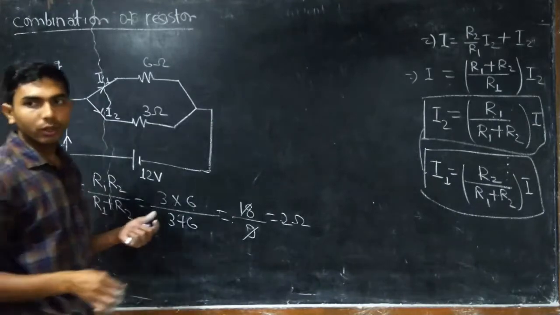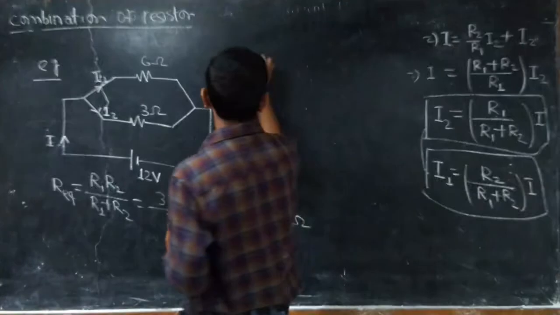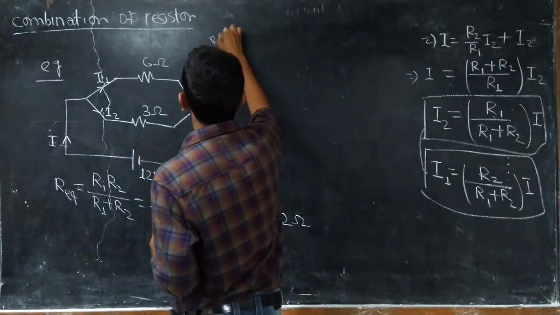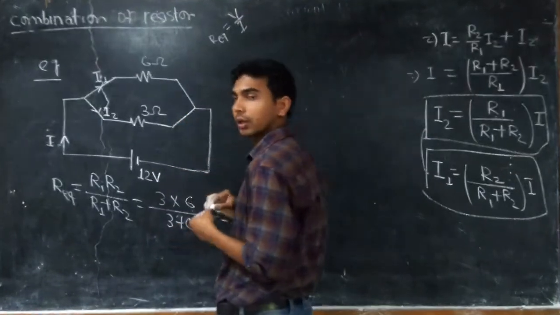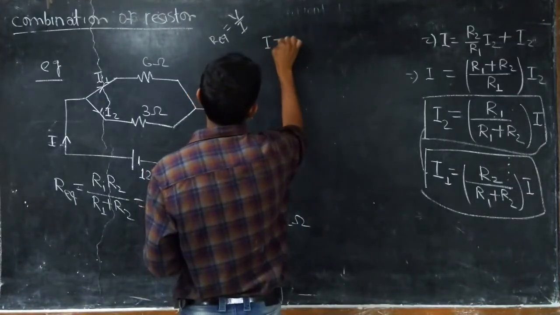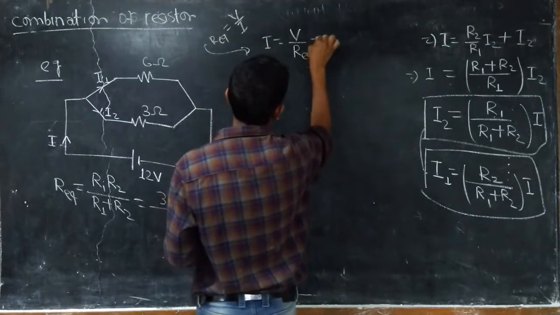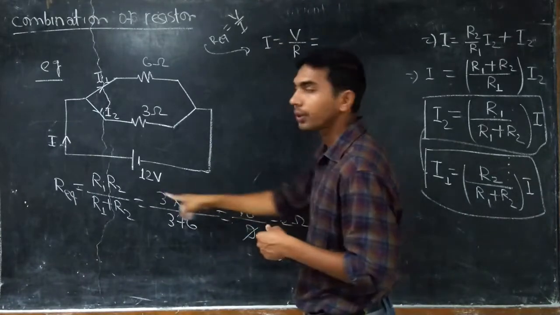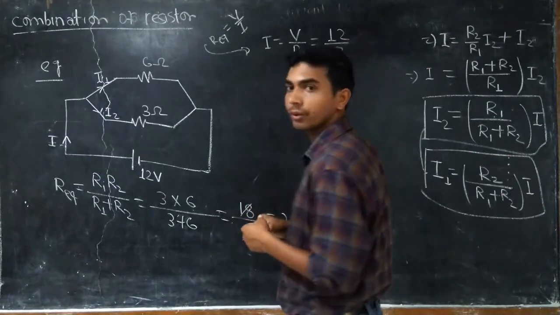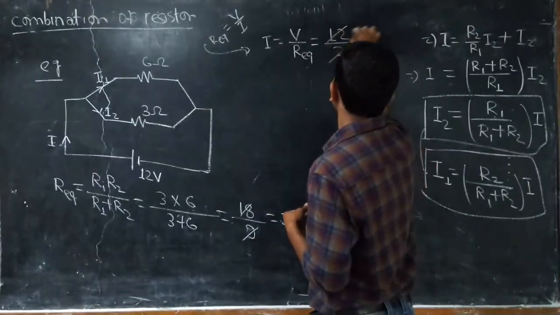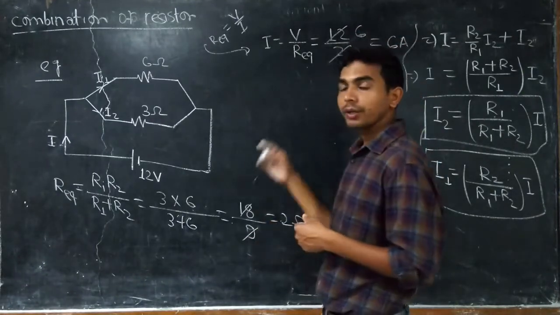Once R equivalent is known, you are able to get the value of I, right? Because you know the formula, R equivalent is equal to V by I. So from here I is equal to V by R equivalent, right? And V is known to you, V is 12 volt. So this is 12 volt divided by 2. If you cancel it, 6 ampere will come. Your I has come, right?